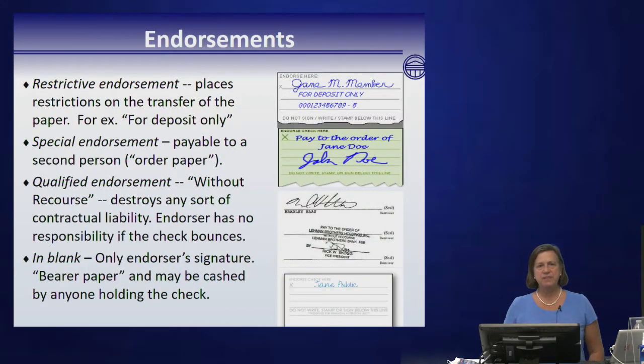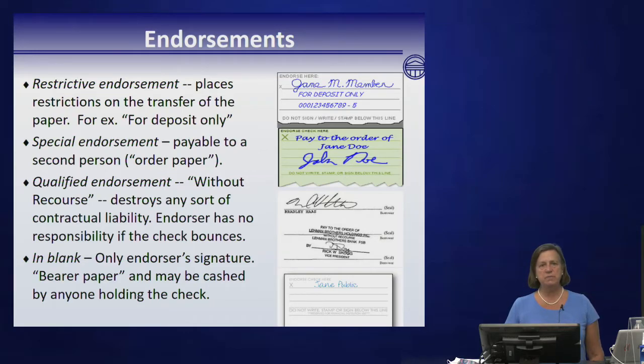Here's some endorsements. The one at the top of the slide is a restrictive endorsement, and a restrictive endorsement places restrictions on the transfer of the paper. "For deposit only" is a restrictive endorsement. So Bertha, if she was concerned about someone forging her endorsement, what she should have done is used a restrictive endorsement. For deposit only, Bertha. Now, if you have a restrictive endorsement, then the next holder of that paper has to follow the restriction. So the thief would not have been able to take her check down to the Zippy Mart and cash it.